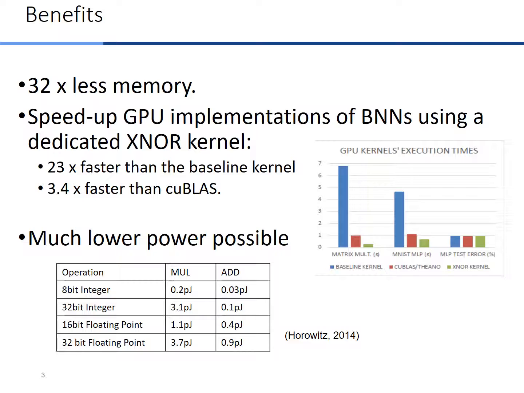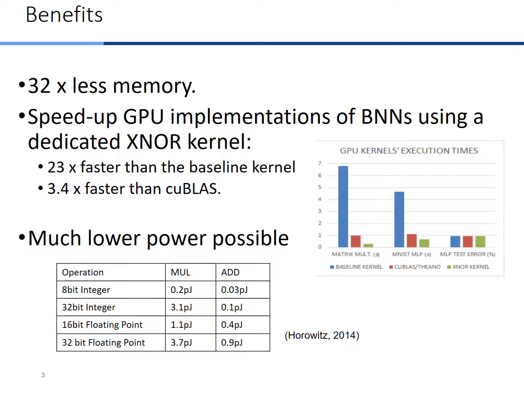This results in binarized neural networks that require 32 times less memory storage and access. To evaluate the binarized neural network's speedup, we programmed a CUDA kernel, which performed 23 times faster than the baseline kernel and 3.4 times faster than the cuBLAS kernel.